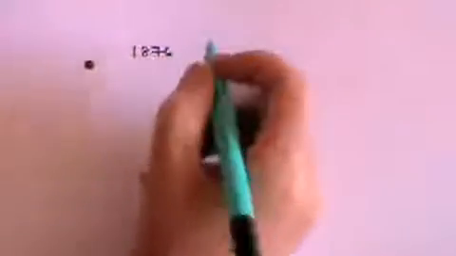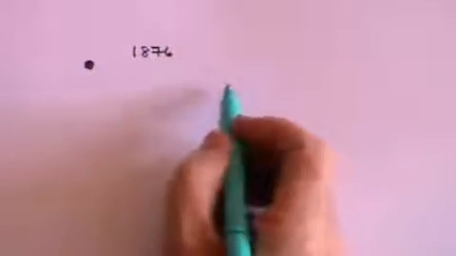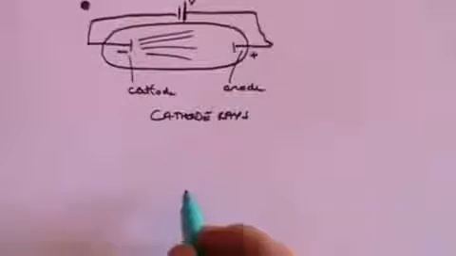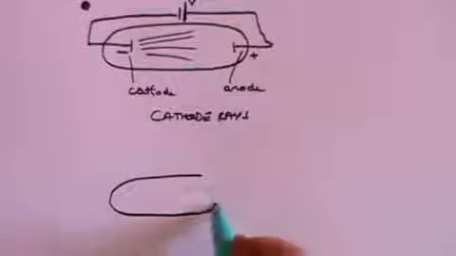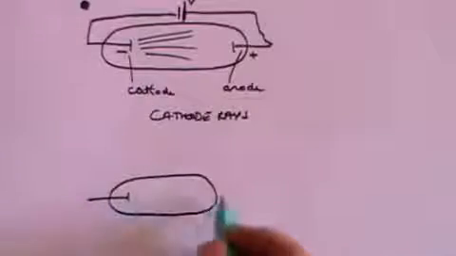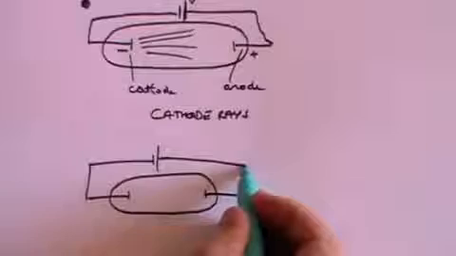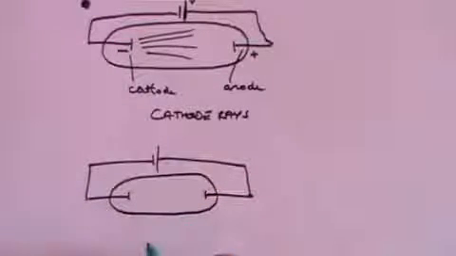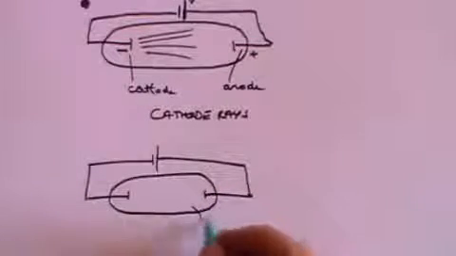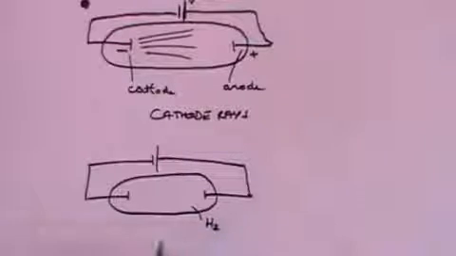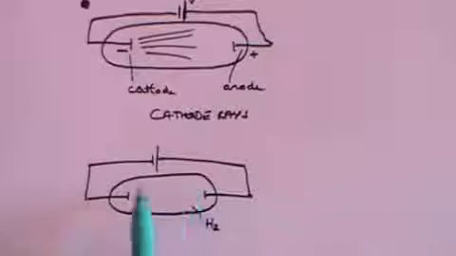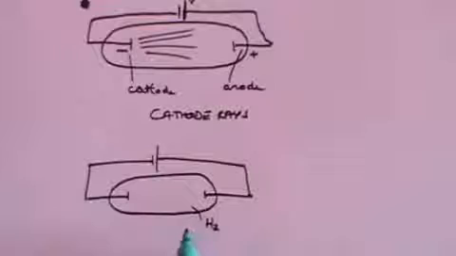1876, where an experiment was being performed where you take a glass tube. I'll just draw it again. Here's the glass tube again. Here is the cathode and the anode connected to a very high voltage supply. The tube is evacuated and a very small amount of hydrogen is inserted. Not very much, just a very small amount of hydrogen.